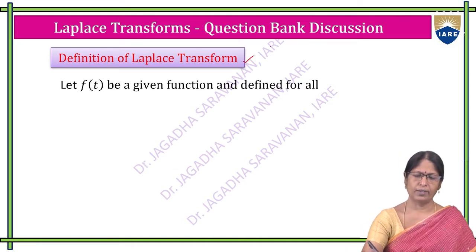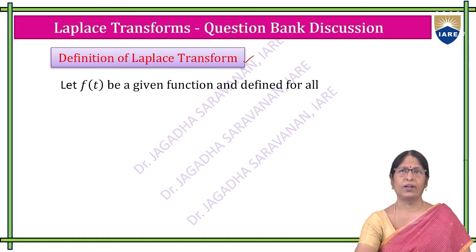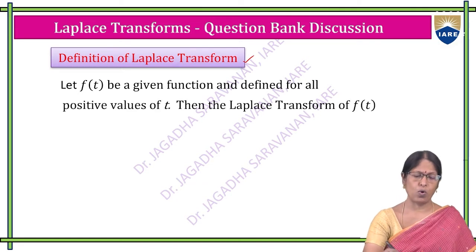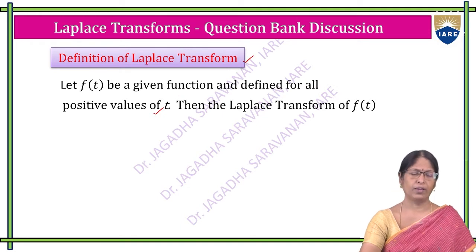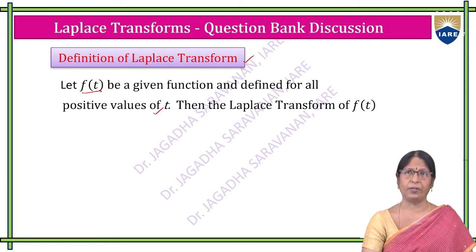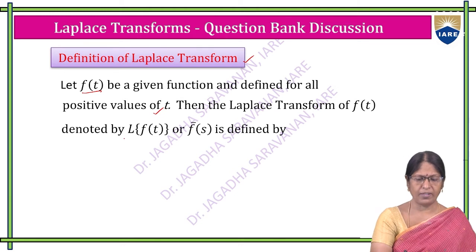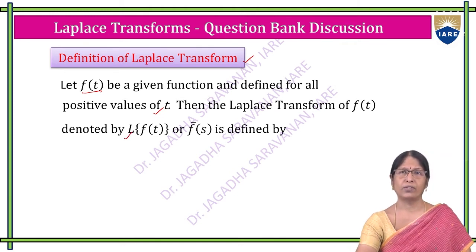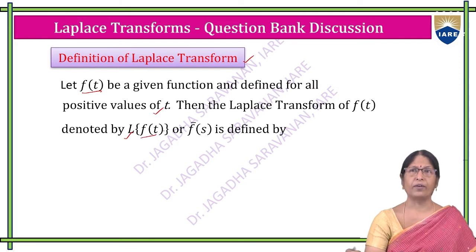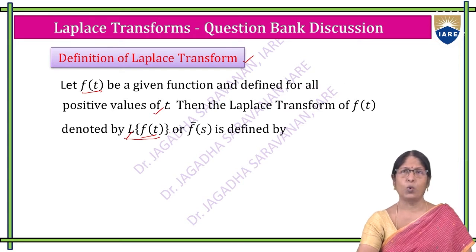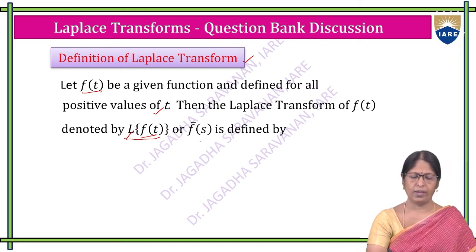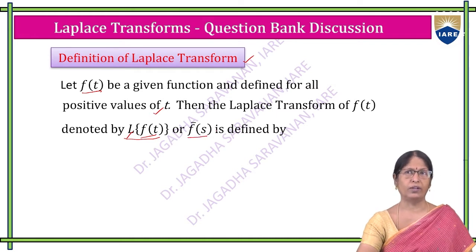The first one is the definition of Laplace transform. Let f of t be a given function defined for all positive values of t. Then capital L denotes the Laplace transform of the function f of t. Mathematically, L of f of t can also be denoted in another way, as f bar of s.